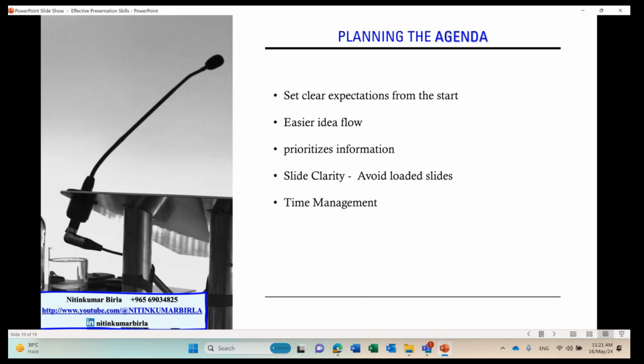Now coming back to an agenda, which is a very core subject of presentation, and how we should set our agenda. Set clear expectations from the start.